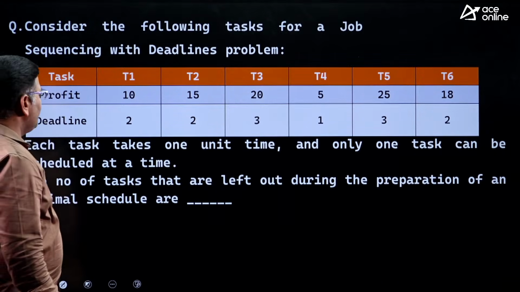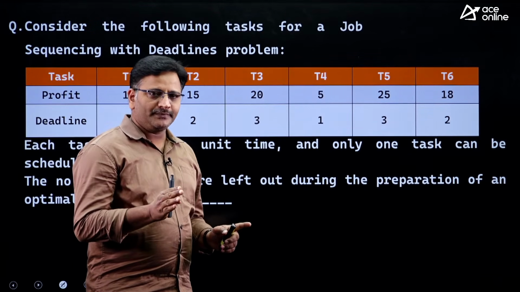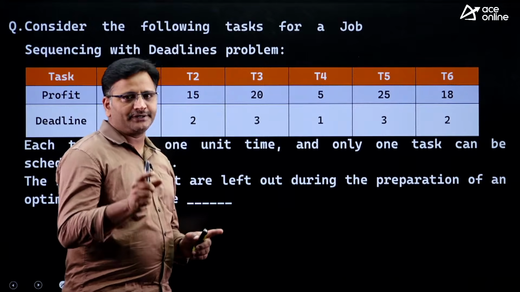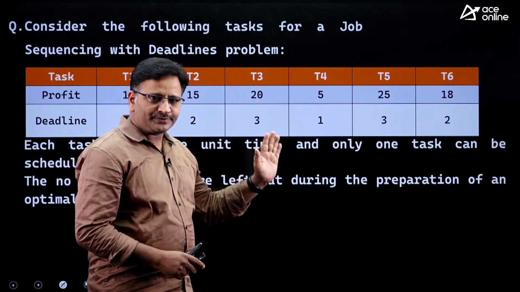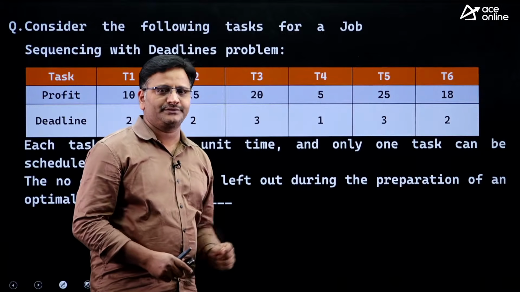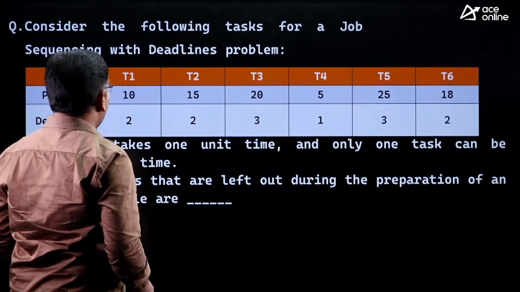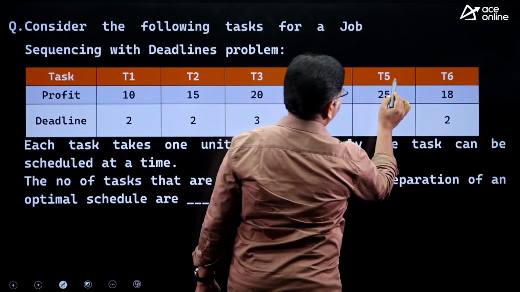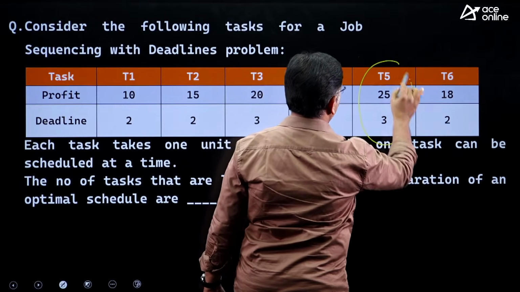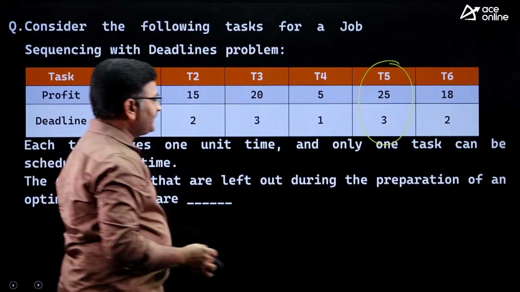I hope you already completed this problem. Let me explain. Generally in the job sequencing problem or task scheduling problem, there is one important shortcut method you have to understand. Arrange all jobs in the decreasing order of their profits. If you observe the profits, the maximum profit goes to T5, right friends? T5 has the maximum profit of 25, and the deadline is 3.